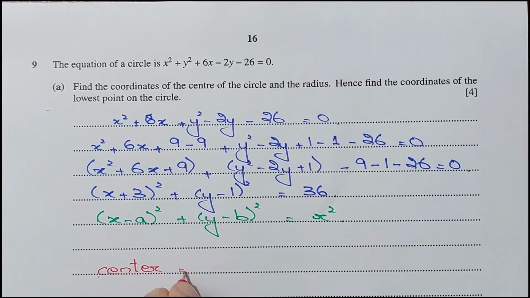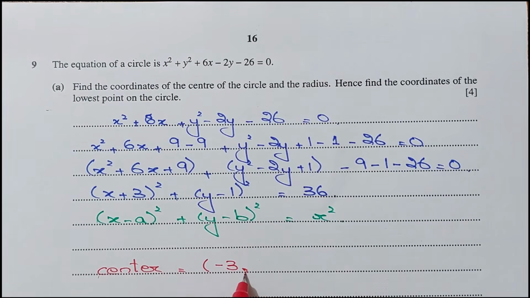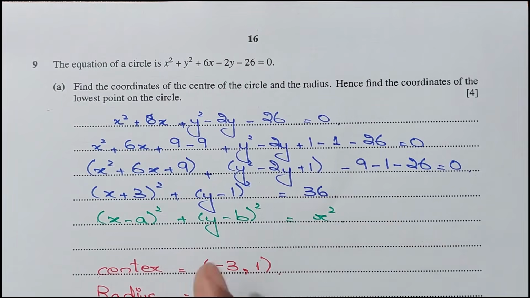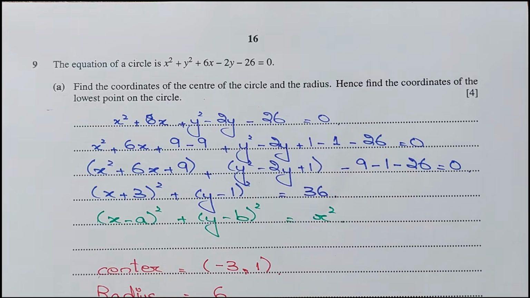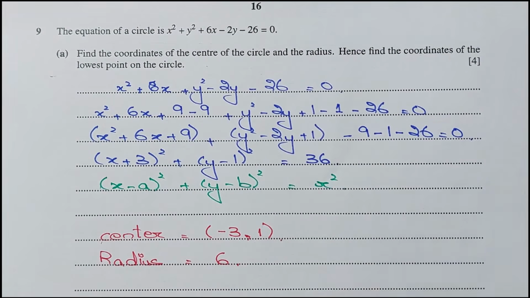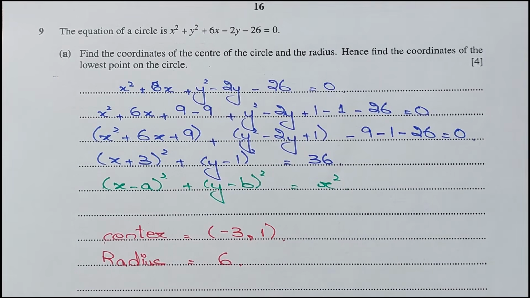The center of the circle is a and b, which is minus 3 and 1. This is the center of the circle, and the radius squared is equal to 36, so the radius is 6, right? So now we have the center and the radius. The next thing is to find the coordinates of the lowest point on the circle. So the lowest point is the bottom point. So since the center is minus 3 and 1, if we move 6 units from 1, 6 units down, we are at point negative 5.